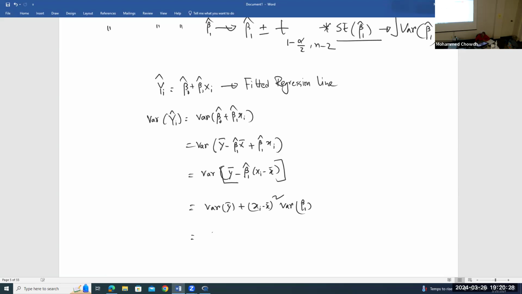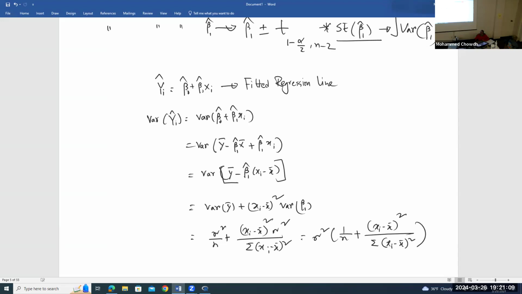So this is what I can write here: sigma squared over n. This is what I can write here: (xi minus x bar) squared. And then this is what I can write: sigma squared over the sum of (xi minus x bar) squared. If I take sigma squared as a common factor, I get 1 over n plus (xi minus x bar) squared over the sum of (xi minus x bar) squared. Okay.